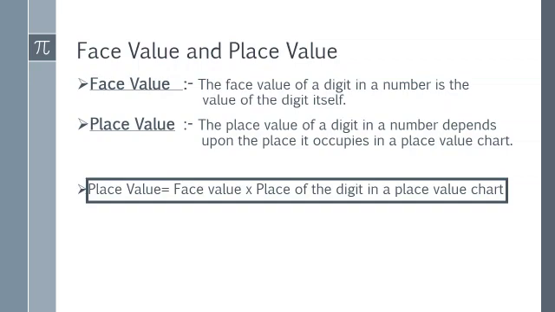Our next topic is face value and place value. I think all of you are familiar with these terms. The face value of a digit in a number is the value of the digit itself, and the place value of a digit in a number depends upon the place it occupies in a place value chart. Place value is equal to face value multiplied by the place of the digit in a place value chart.